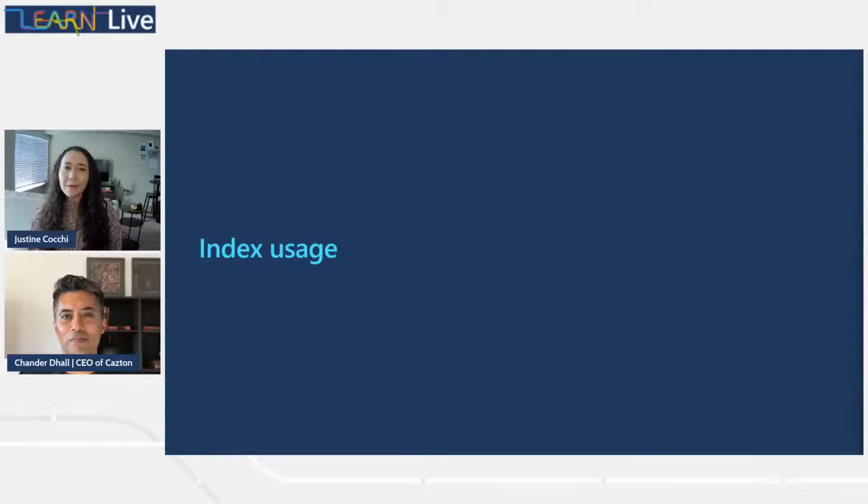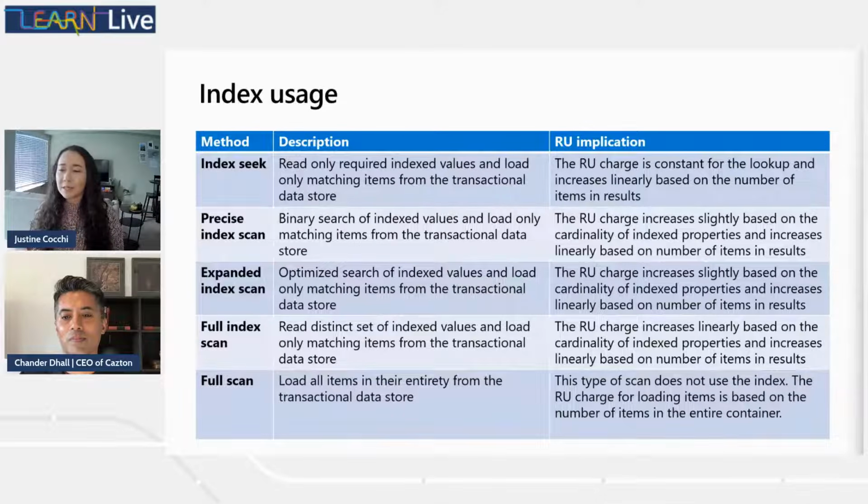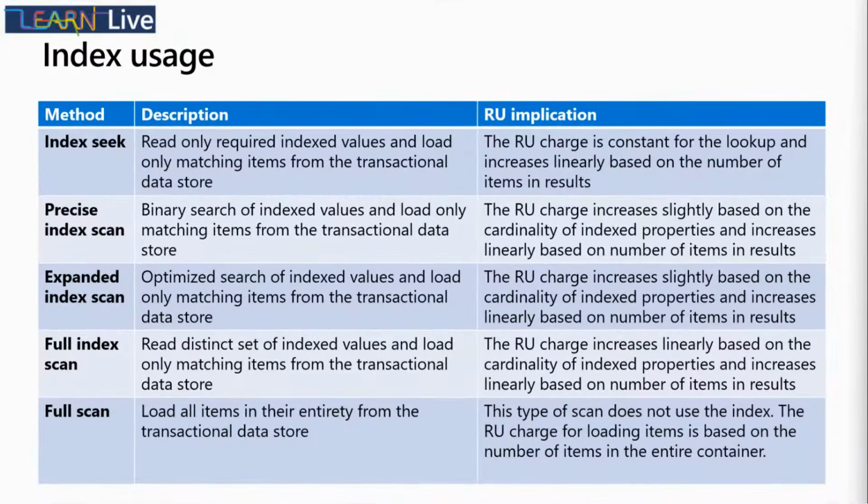So as we're talking about indexing, of course, it's important to understand how your index is actually being used so that we can further optimize our queries for these two patterns, either read-heavy or write-heavy. When we think about index usage in Cosmos DB, there's actually 5 different ways that the index can be used in your queries. We've listed them here in order from the top being the most efficient index usage to the lowest, the full scan, which actually doesn't use the index at all.